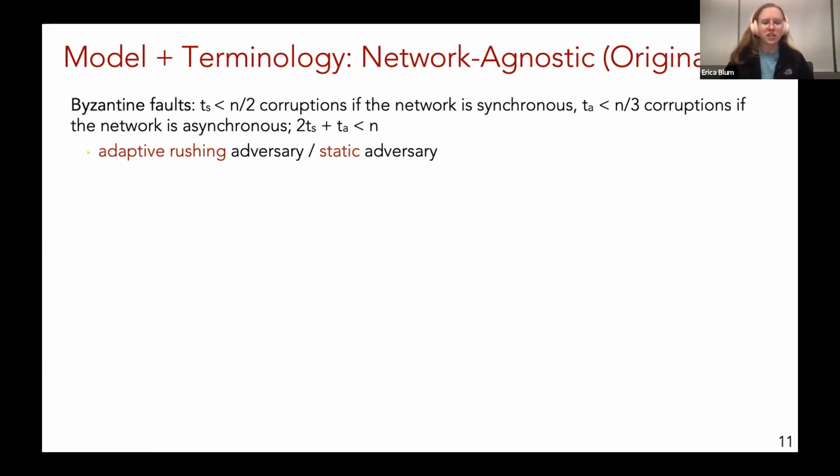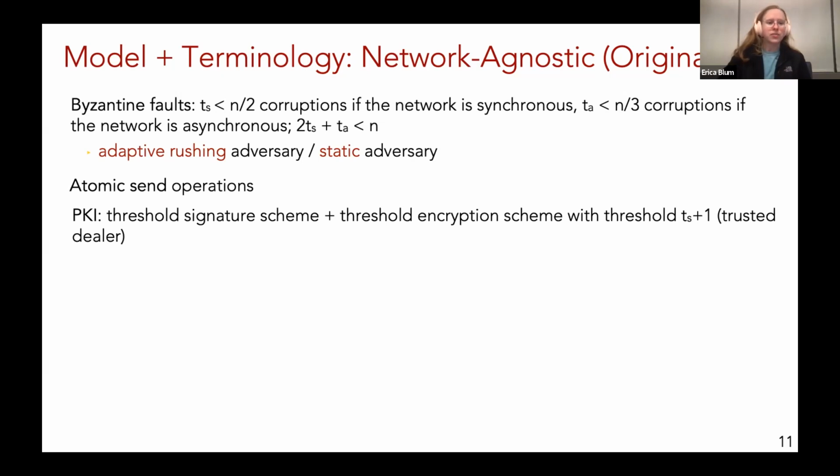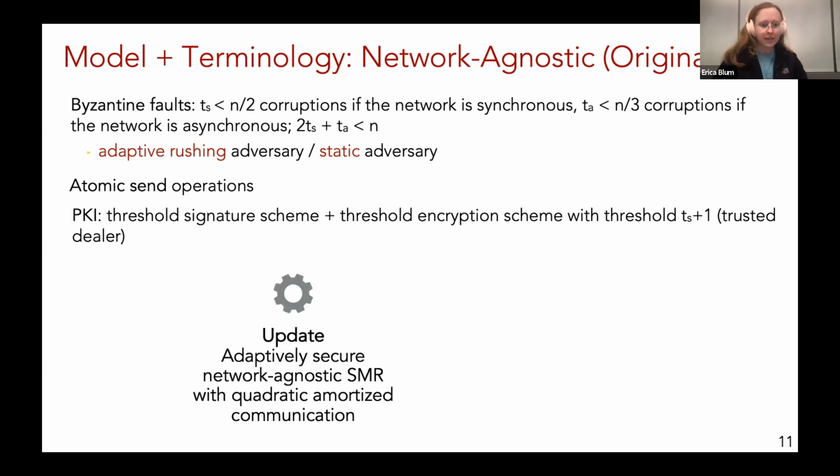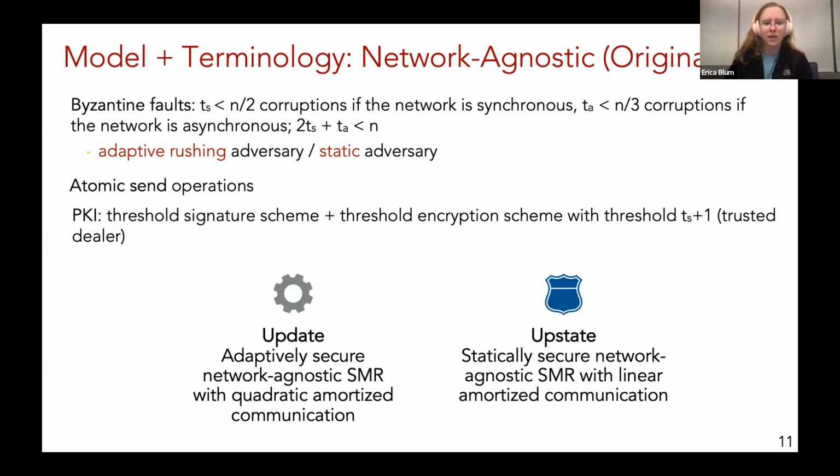And TS and TA can be anything you like as long as 2TS plus TA is less than N. And we at times consider either an adaptive or static adversary. So we have atomic send operations, which you don't need to think too much about, other than it just means the adversary can't corrupt in the middle of a multi-send. And then we're also throughout going to assume that the parties have access to a public key infrastructure, in particular for a threshold signature scheme and threshold encryption scheme set up by some trusted dealer. And this is going to take us through our protocol's update and upstate.